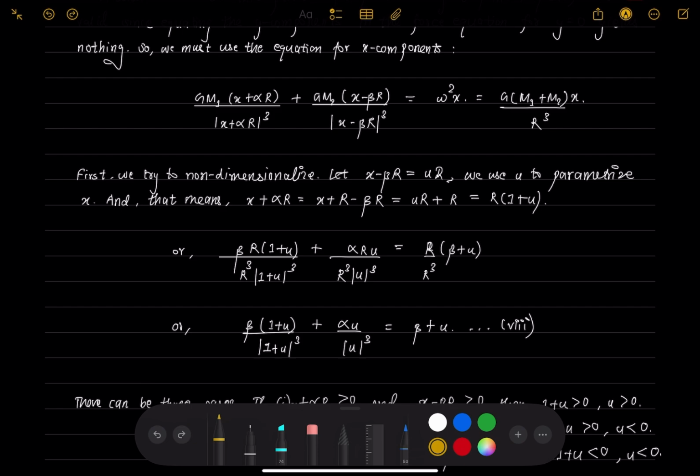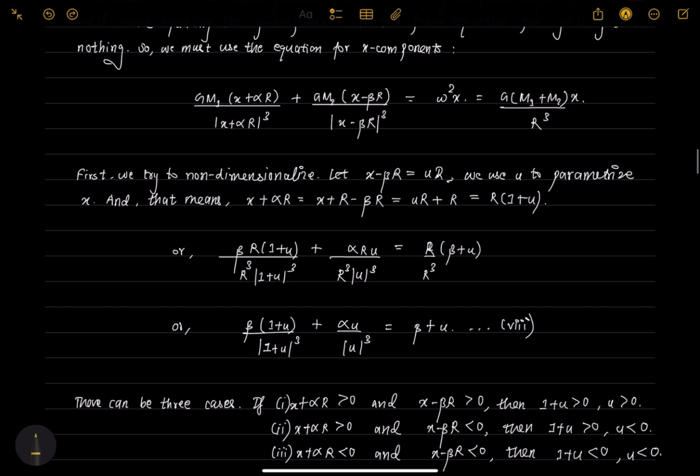if we assume x minus beta r to be u times r, then we can also say something for x plus alpha r, which appears in the first term. Since alpha is just 1 minus beta, and x minus beta r is already said to be ur, this thing becomes r times 1 plus u. Again, we're obtaining x plus alpha r as a certain scaled version of r itself, with 1 plus u characterizing x in x plus alpha r.